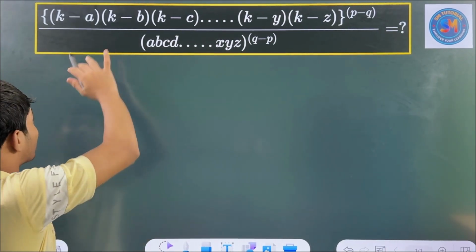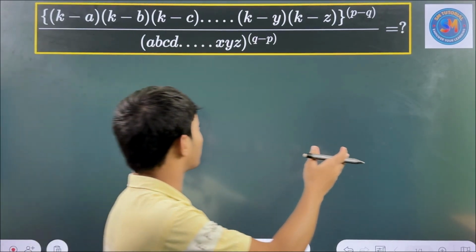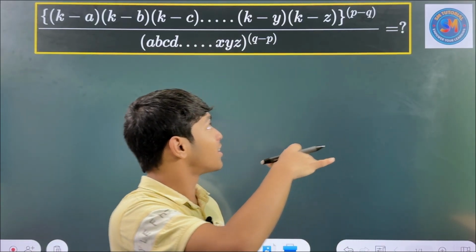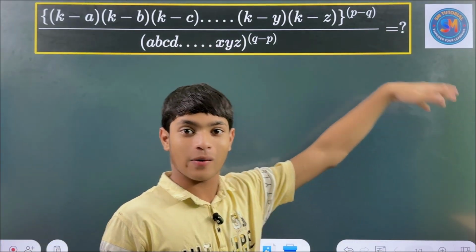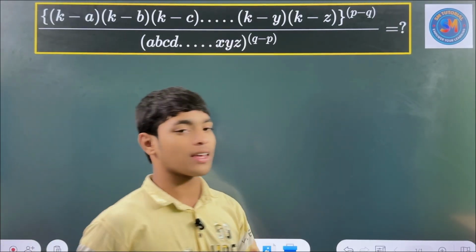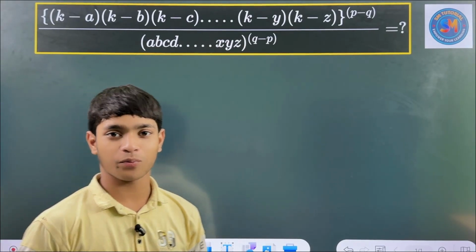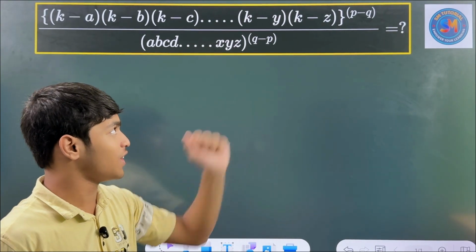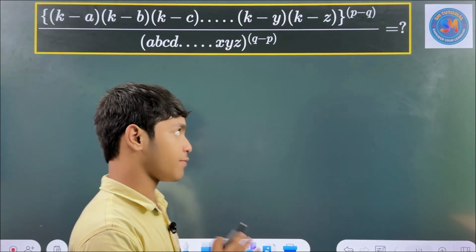Let's read that. (k minus x)(k minus b)(k minus c) and so on, up to (k minus x)(k minus y)(k minus z), the whole expression to the power p minus q, divided by a times b times c and so on up to x times y times z, which is also to the power q minus p. I think you might faint if you don't know the logic to solve this, and it will feel so hard, but trust me, this is a very easy problem.